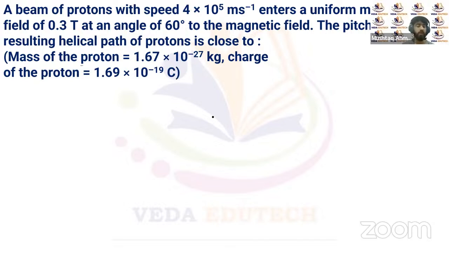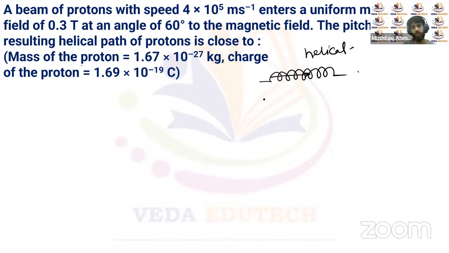the angle between the magnetic field and the velocity vector is other than 90 degrees, the path followed by the charge in a magnetic field is a helix, a helical path. The particle will try to move in a circular path because of the perpendicular component of its velocity, and it will drift towards the right because of the horizontal component of the velocity. That drift in one complete time period of the circular path is what we call the pitch of this helix.